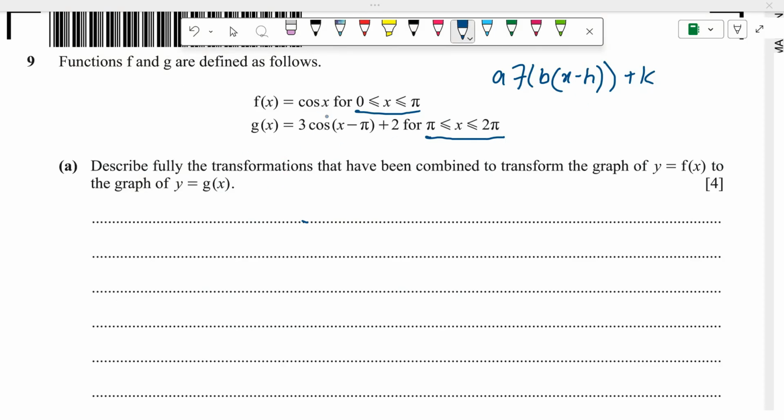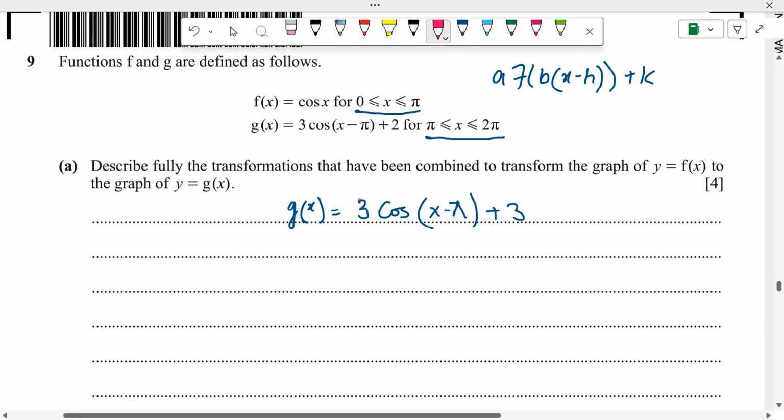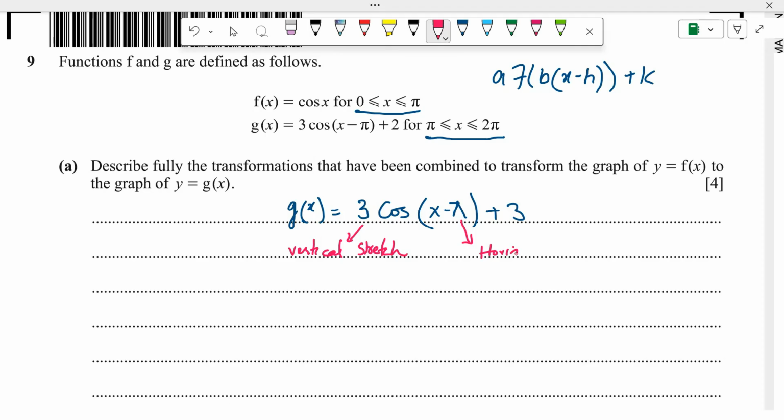So when we compare f of x and g of x, we can say that g of x equals 3 cos of (x minus pi) plus 3. You can see that this 3 is the vertical stretch, this pi is the horizontal shift, and this last number is the vertical shift, where there is no component which involves a horizontal stretch.